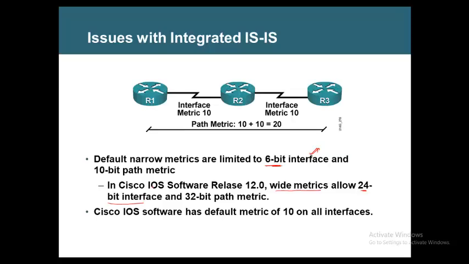And the path metric by default is only 10 bit. See, path metric is the sum of this metric and this metric, not just one interface. All interfaces in the path, right from R1 to R3. By default for path metric, it is only 10 bit. But when you set wide metric, not only is the interface bit increased from 6 to 24, even the path metric is also increased from 10 to 32 bit. Now let us go back to the chapter.